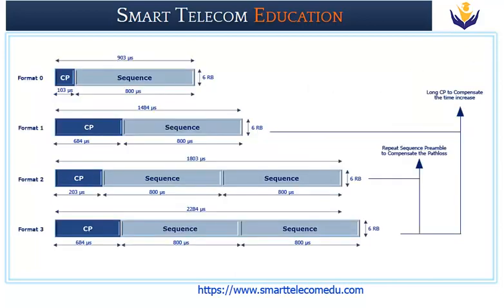In LTE there are 4 possible preamble format configurations possible. The formats can have either short or long cyclic prefix, CP. The long CP, used in formats 1 and 3, enable an increased tolerance for timing uncertainty. By aggregating 2 preamble sequences, as done in formats 2 and 3, there can be better compensation for path loss, which also means that these 2 formats are better for cells of large radius.